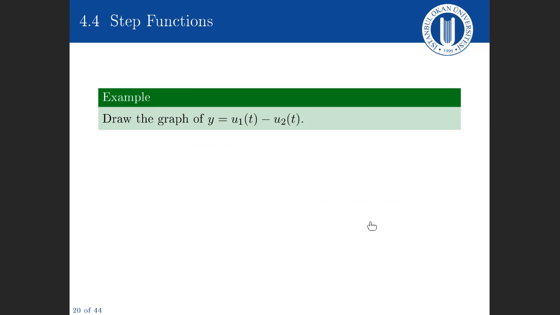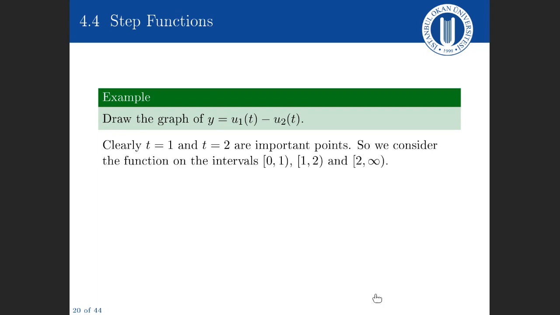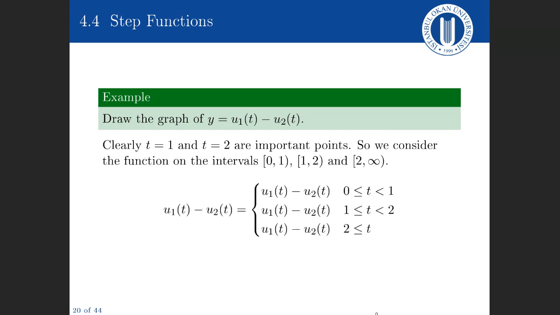Draw the graph of y is equal to u1 minus u2. Now, clearly 1 and 2 are important points. So we're going to be thinking about the function on 3 different intervals, between 0 and 1, between 1 and 2, and between 2 and infinity. So I want to break the function up like this. I'm going to be looking at these 3 intervals separately.